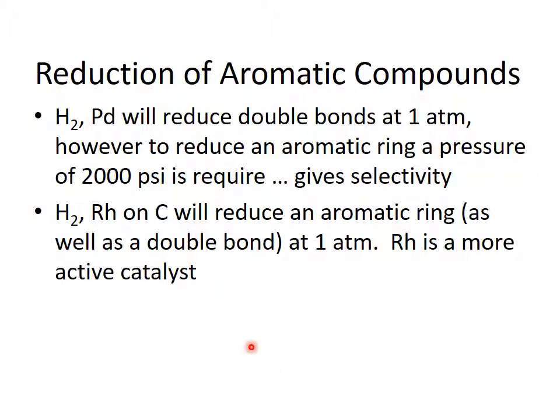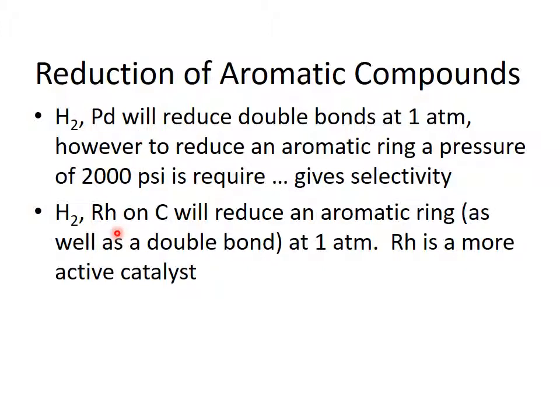Aromatic compounds can be reduced. If we use hydrogen and palladium, we can reduce double bonds at 1 atmosphere, but we're not going to be reducing a benzene ring. It requires a lot of pressure, like 3 atmospheres, in order to reduce that aromatic ring down to a cyclohexane ring. This is good because it gives us selectivity. So if we want to just reduce a double bond, we'll use hydrogen and palladium.